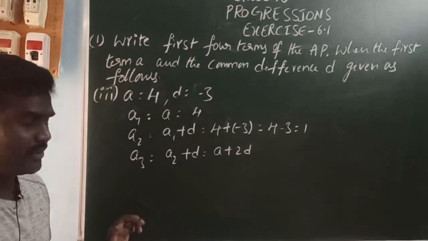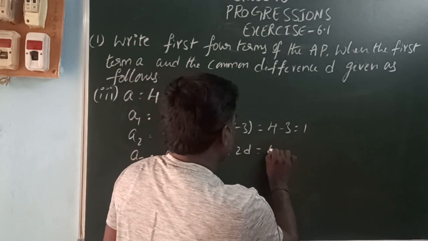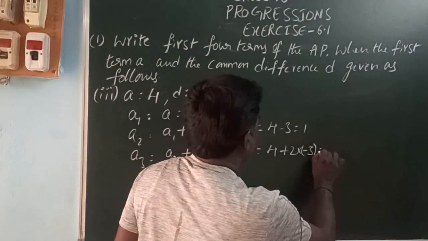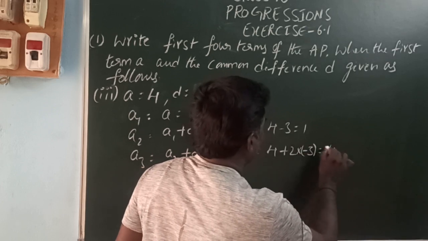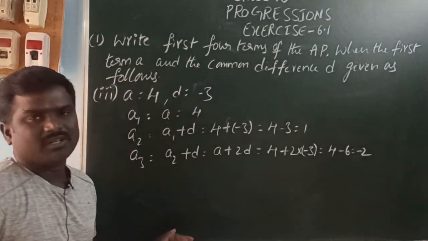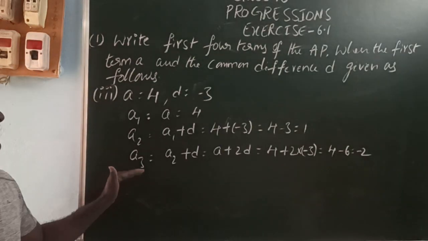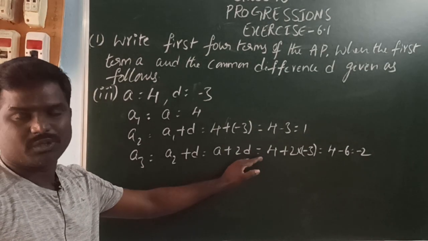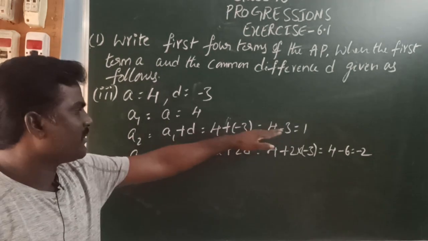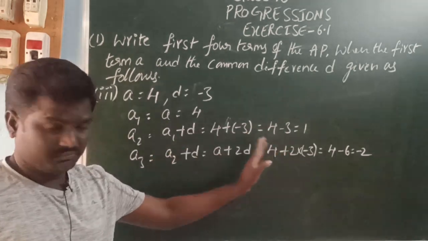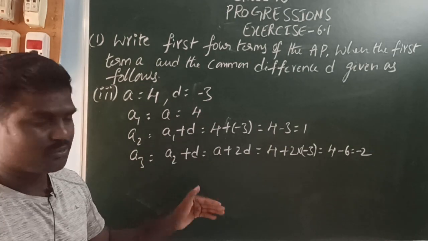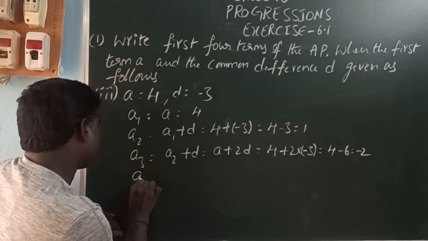A plus 2D. Here A is 4, so 4 plus 2D, 2 into minus 3. That is 4 plus into minus, minus, 2 threes are 6, 4 minus 6 is minus 2. The general form of the third term is A plus 2D, or we can write it as A2 plus D. A2 is 1, 1 plus D, D is minus 3, 1 minus 3 is equal to minus 2. You can do it either way.